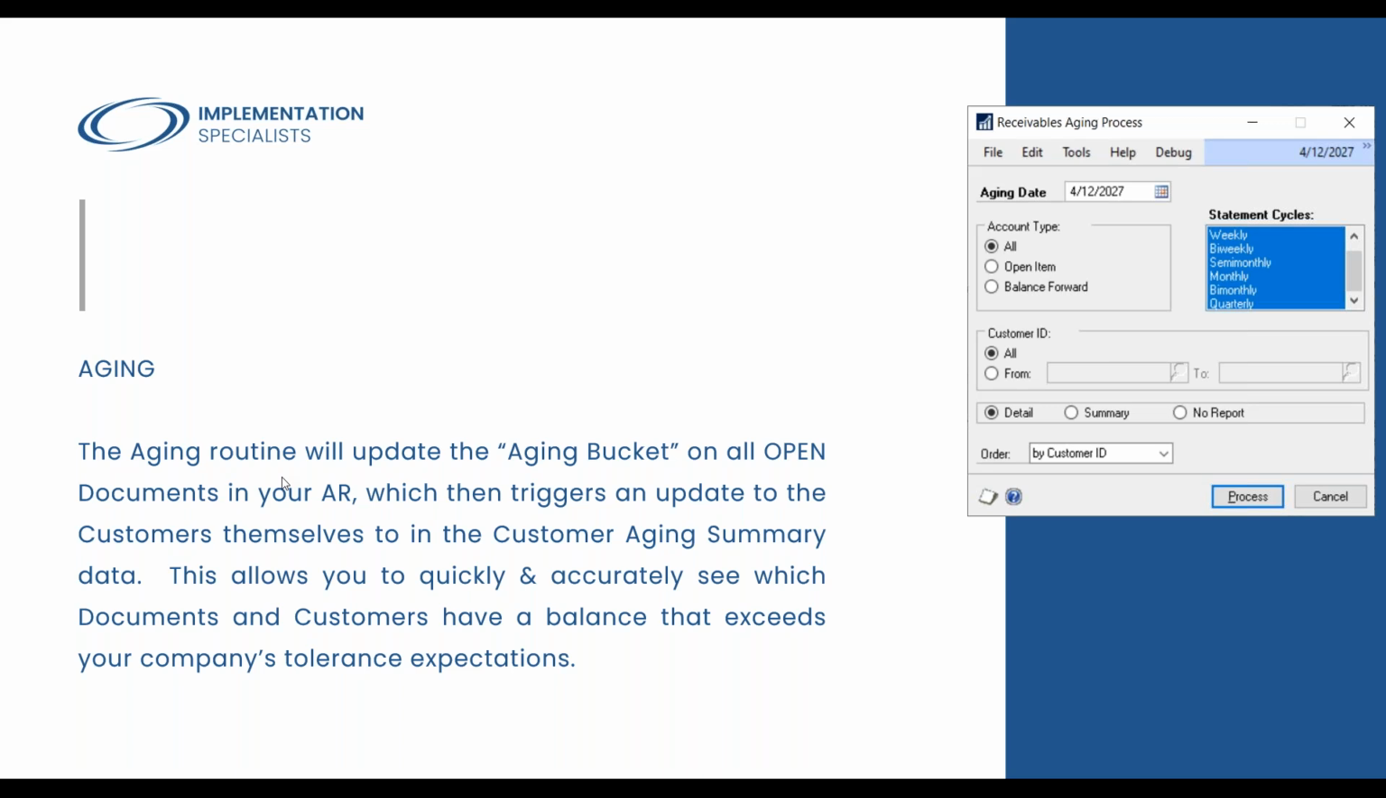Get a quick snapshot. You go, hey, anything 0 to 30, we're not particularly concerned about. But if it's 60 to 90, we might want to flag those as orange. And then 90 and over, maybe those get flagged as red. Might be a chance that those are potentially not going to get paid. Running this on a regular basis is a great way to keep all that data up to date in GP.